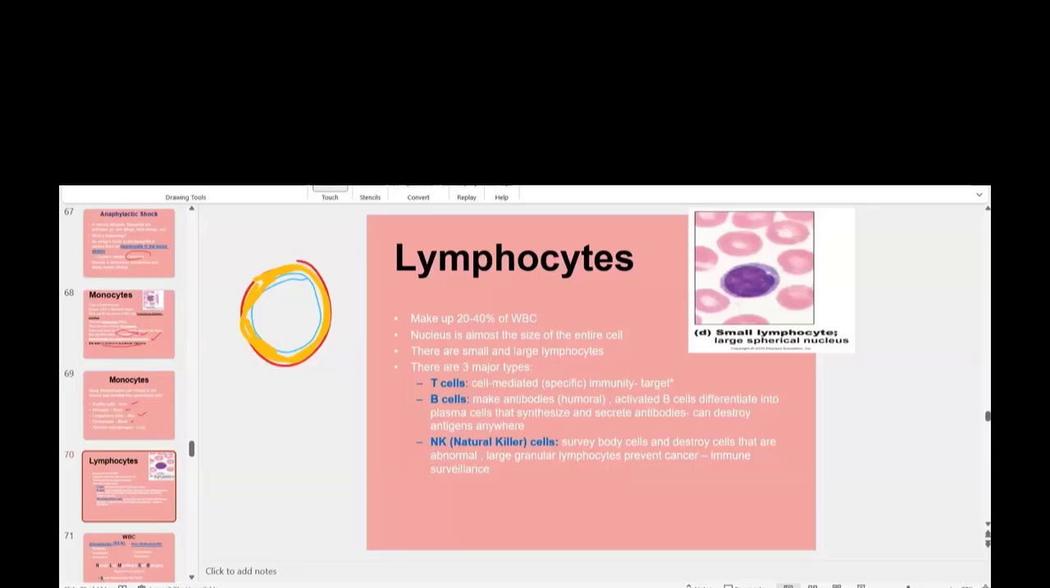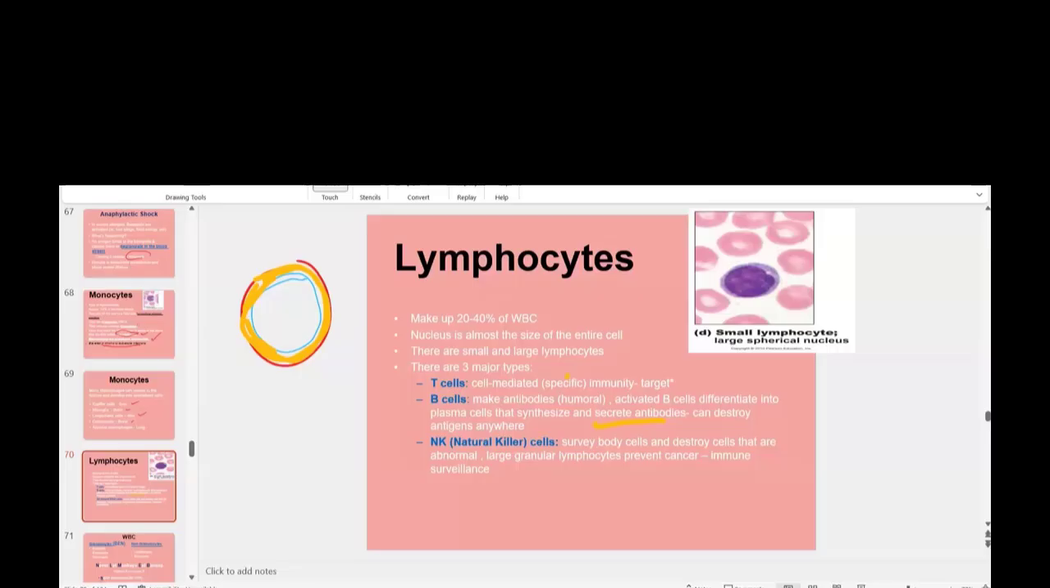There are three major types. T cells, the most powerful, cell-mediated or specific immunity. They act on target pathogens, target antigens. B cells make antibodies. We call this the humoral immunity, and activated B cells differentiate into plasma cells that synthesize and secrete the antibodies, and they can destroy the antigens anywhere in the body. So B cells, remember, are linked with secreting antibodies, and T cells are the specific immunity.